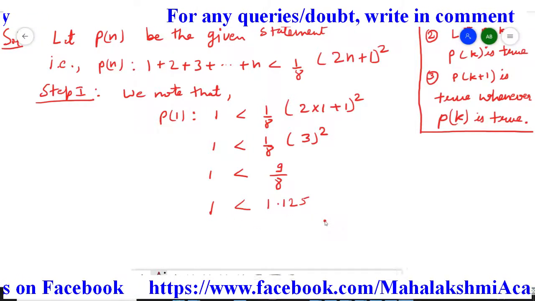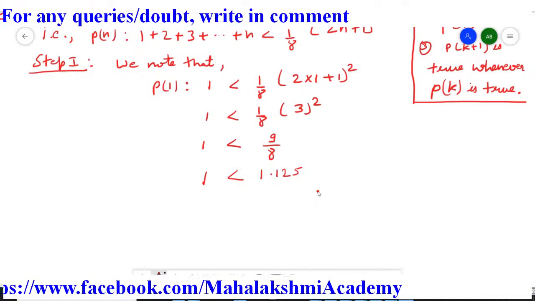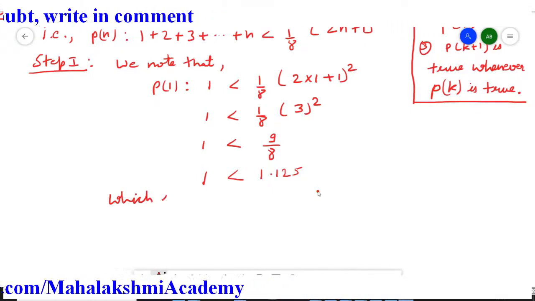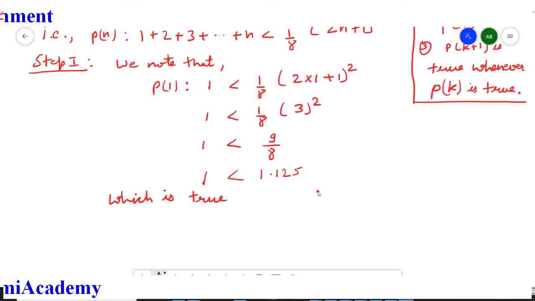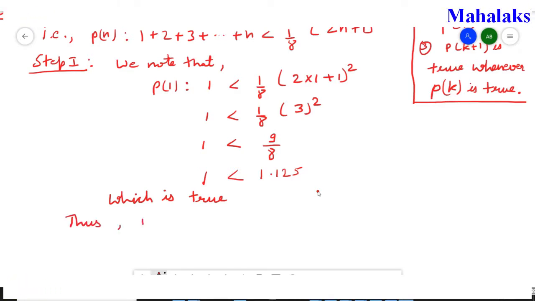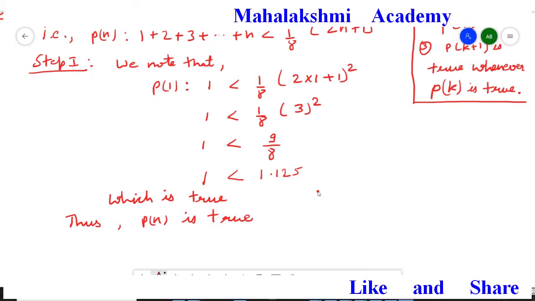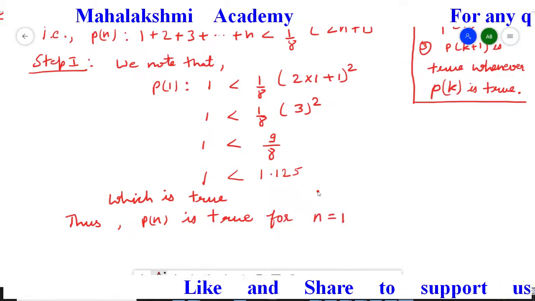So for n equal to 1 it's true. We will write down here, which is true, thus Pn is true for n equal to 1.